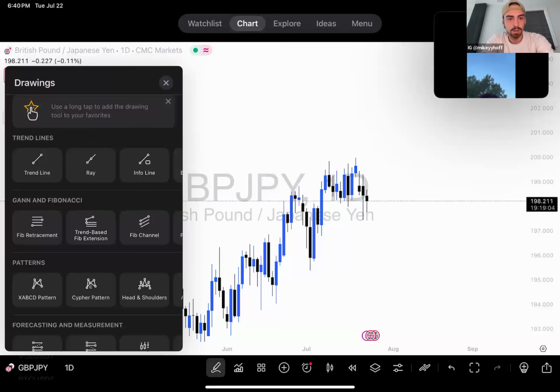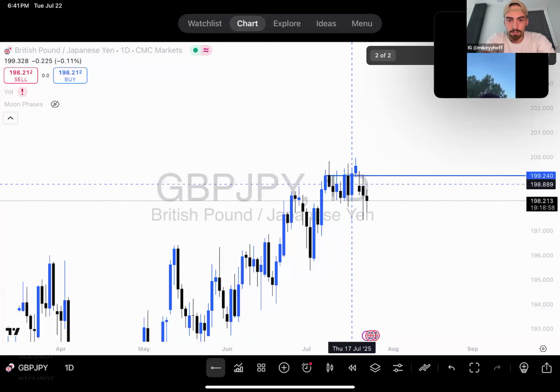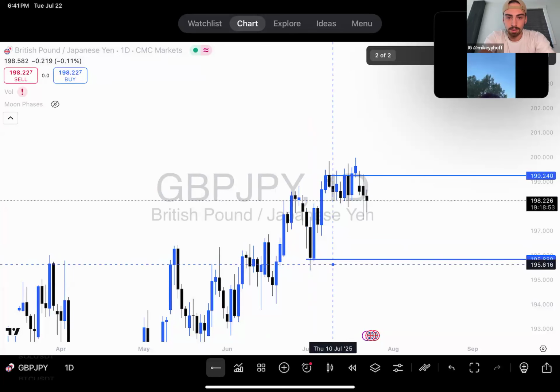What was said in here? GBP JPY. Let's go. So we're going to take this from the 1 hour chart and go to the daily chart. And from here, we can see that we have our daily high right here and our daily low we can actually use right here.